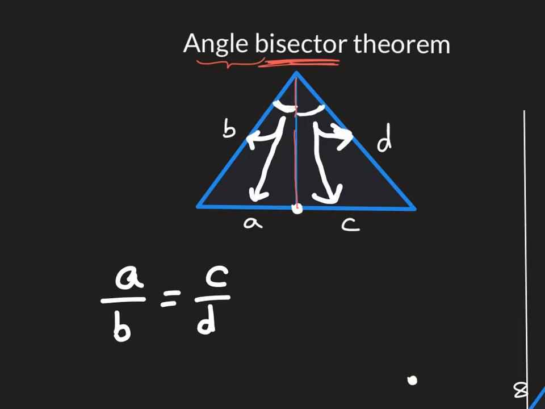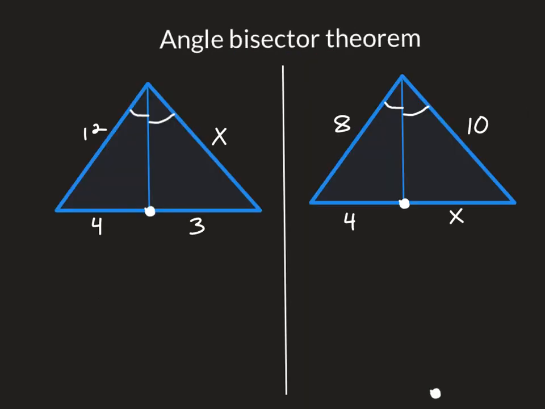So one more time, essentially the angle bisector theorem says, starting from the angles that were sliced equally in half, start with one of them, either one, doesn't matter. And we're going to state that the opposite A divided by the adjacent B, opposite divided by adjacent, is equal to the other side's opposite C divided by adjacent D. So opposite divided by adjacent. So let's try this out on a couple of examples.